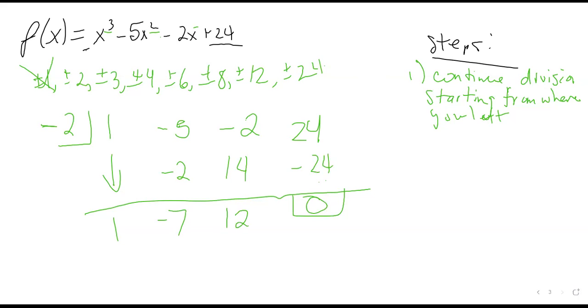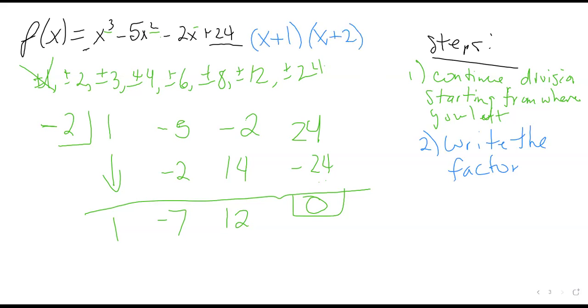So then my next step, once again, is to write my new factor. So we already had x plus 1. We're now going to add x plus what? Remember, it's always the opposite. So if this is a -2, it's going to be that x plus 2. Okay. Any questions on this one?